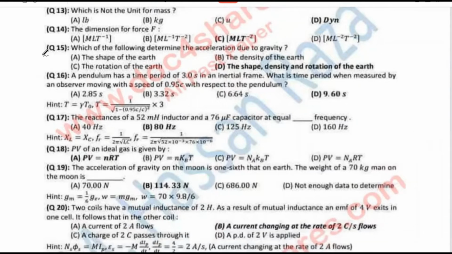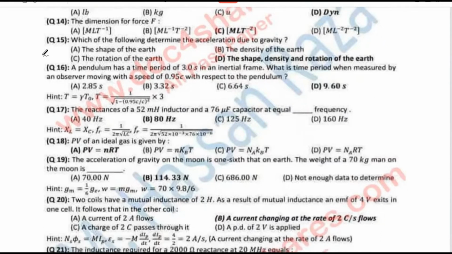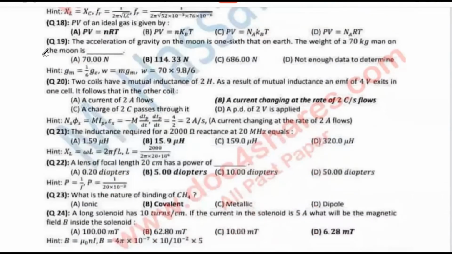Question number 18: PV of an ideal gas is given by PV equals nRT. Question number 19: the acceleration due to gravity on the moon is 1/6 that on Earth. The weight of a 70 kg man on the moon is, so the answer is B, 114.33 newton. Question number 20: two coils have a mutual inductance of 2 henry. As a result of mutual inductance, an EMF of 4 volt exists in one coil.